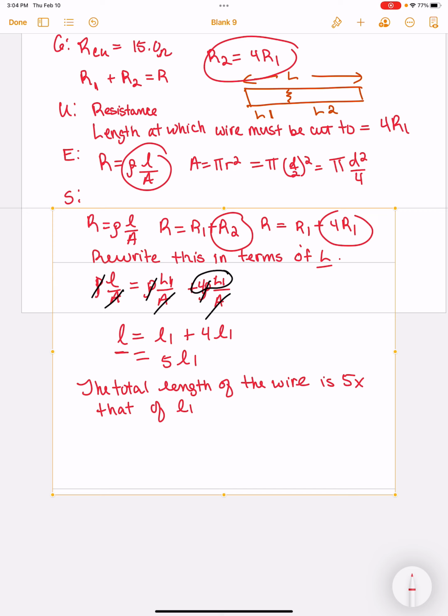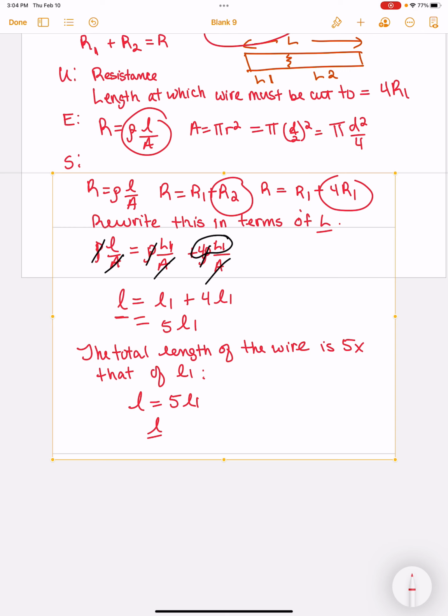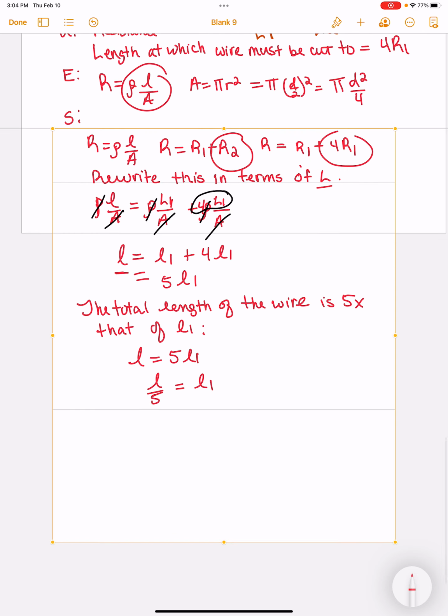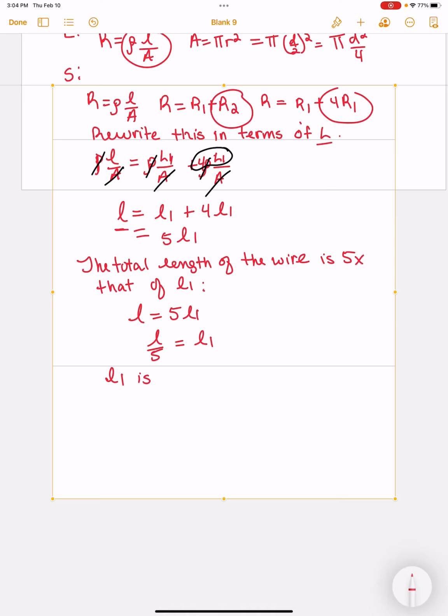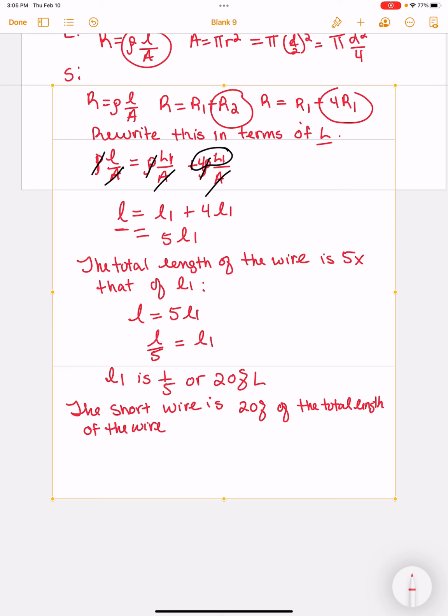And so what you can also look at is if you divide this by 5, you could have L1 equals. Let me make it clearer. We have L equals 5L1. So if I want to know what L1 is, I have L divided by 5 equals L1. So what this tells us is that L1 is 1/5 or 20% of L. So the short wire is 20% of the total length of the wire. Okay, so that's what that tells us.